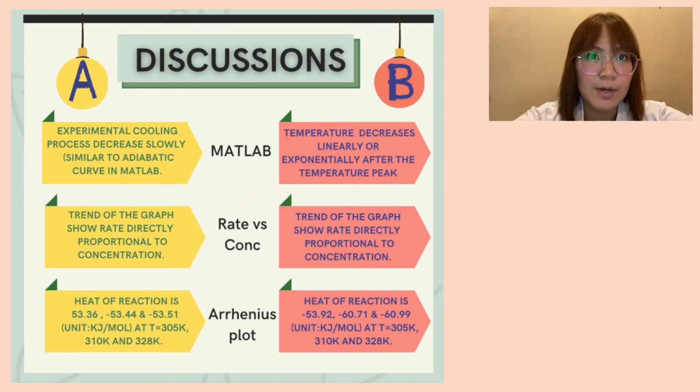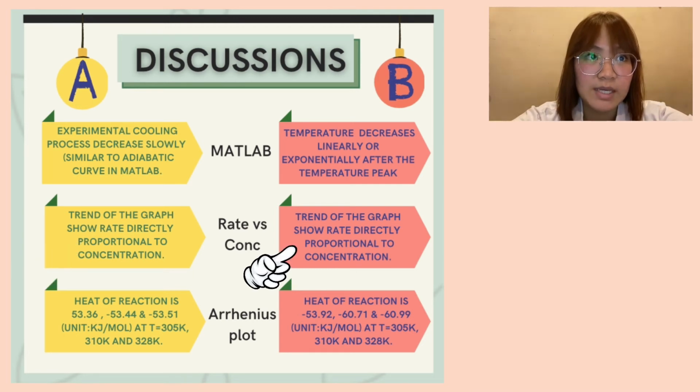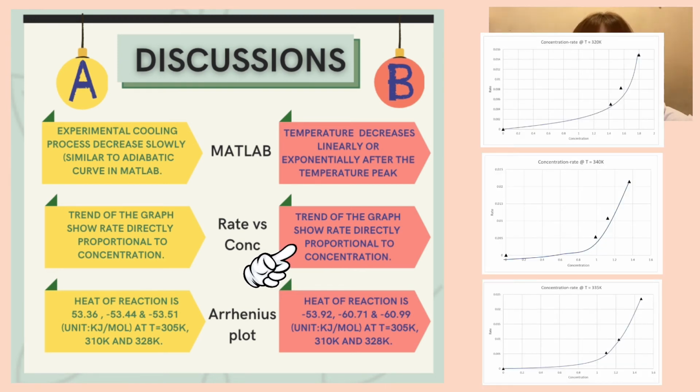Next, I will discuss the rate versus concentration graphs for both parts of the experiment. As seen from the three rate versus concentration graphs of Part A, the trend shows that the rate is directly proportional to the concentration, while for Part B, the three graphs show a similar trend, in which the rate initially increased gradually with concentration, then increased sharply once the concentration crossed almost 50% along the x-axis.